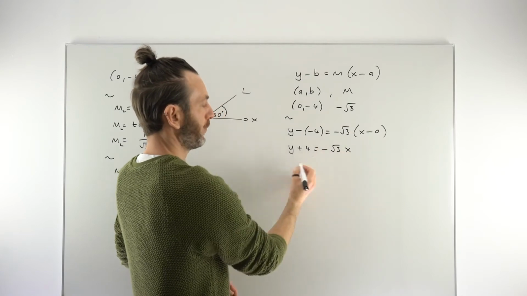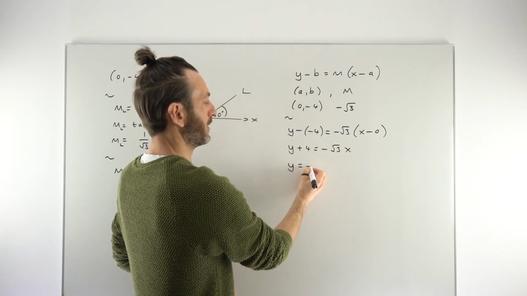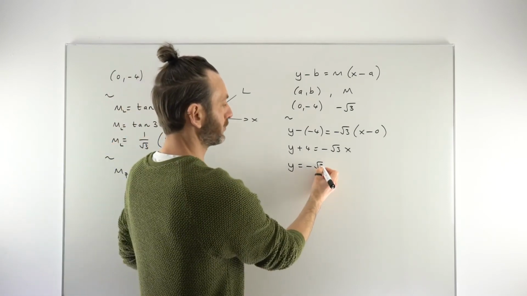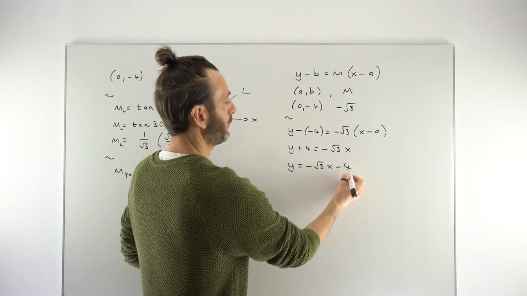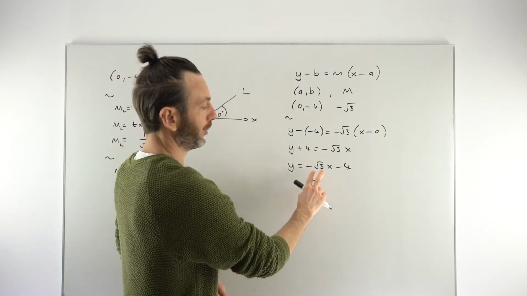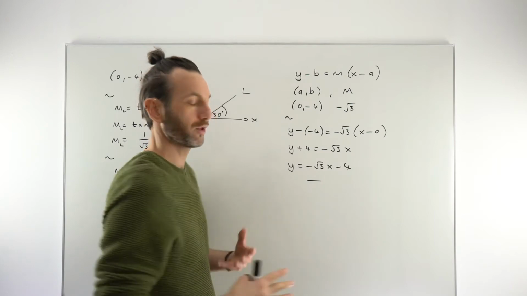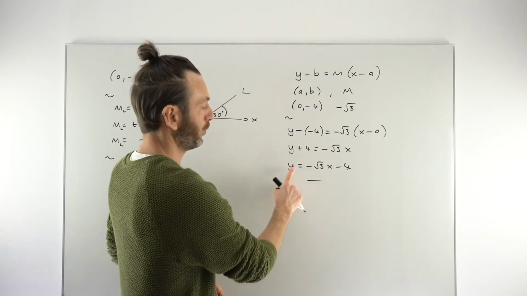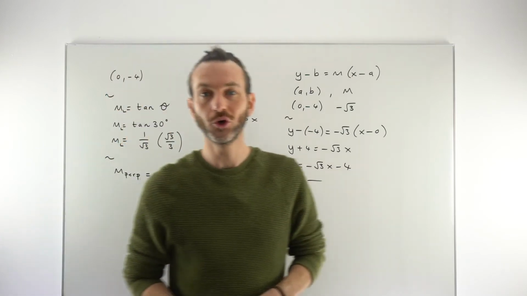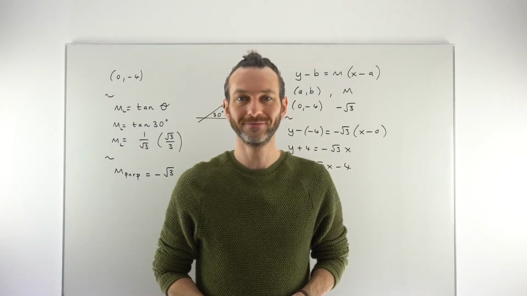Then just moving the 4 to the other side to put it in the correct format of a straight line, the y = mx + c format. So y = -root 3 x - 4. And that's the final answer. That is the equation of the line. It looks a little bit odd having the gradient minus root 3, but that's just the way this question's come out. y = mx + c. So we're good to go, and that is the final answer.